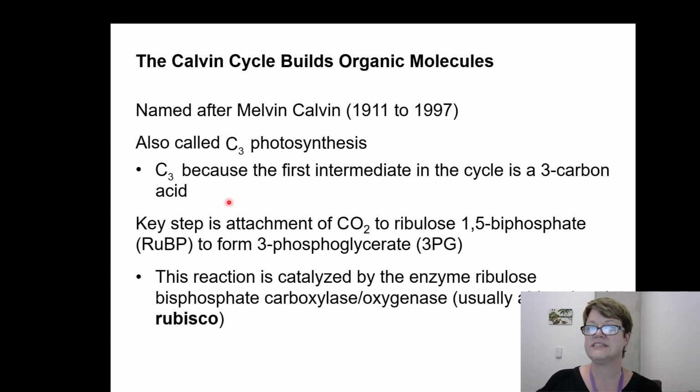Okay, now we're ready for the second phase. The second phase is the Calvin cycle. The Calvin cycle is named after Melvin Calvin. I don't know if that's a name choice I would have picked, but Melvin Calvin discovered the Calvin cycle, kind of like Hans Krebs and the Krebs cycle. But this is photosynthesis.